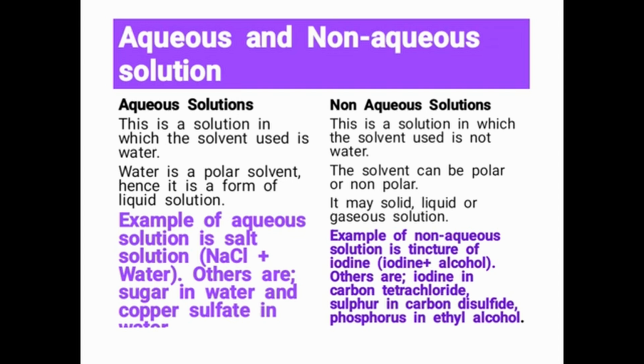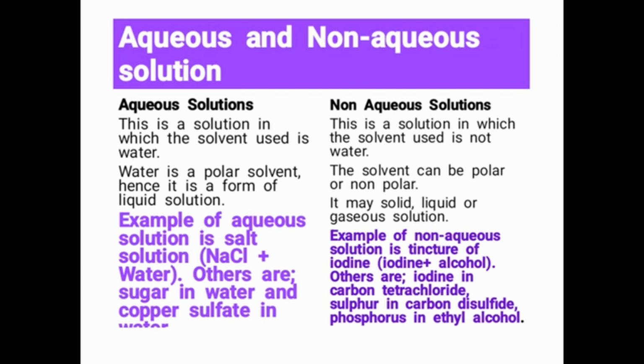An aqueous solution is a solution in which the solvent used is water. When the solvent used is water, it is an aqueous solution. And of course, note that water is a polar solvent. It has two poles, H plus and OH minus. Hence it is a form of liquid solution. So examples of aqueous solution include dissolution of salt in water to form salt solution, sugar solution, and copper sulfate solution. That's CuSO4 in water.